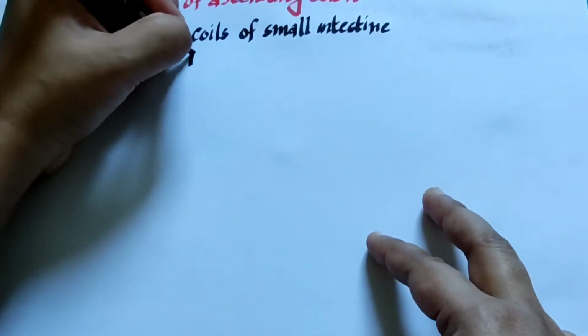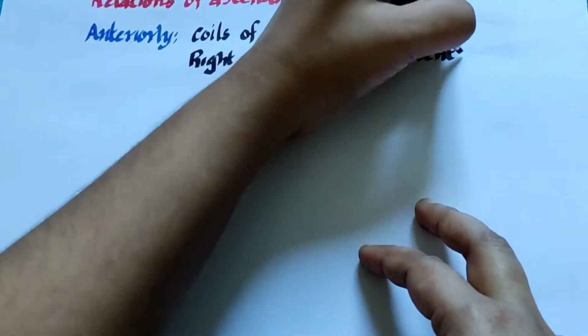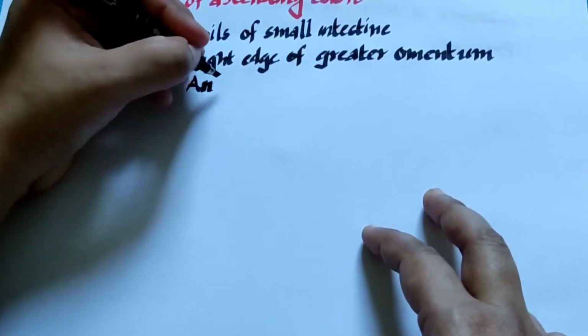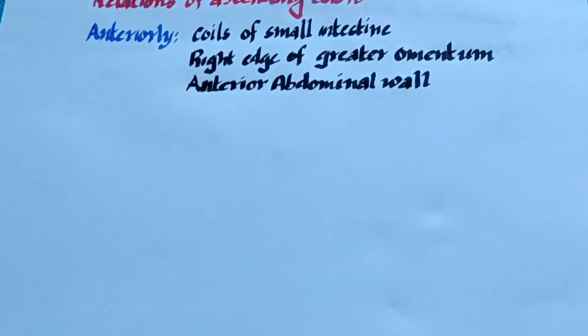Now we will discuss the relations of the ascending colon. Anteriorly, it is related to the coils of small intestine, the right edge of the greater omentum, and also to the anterior abdominal wall.